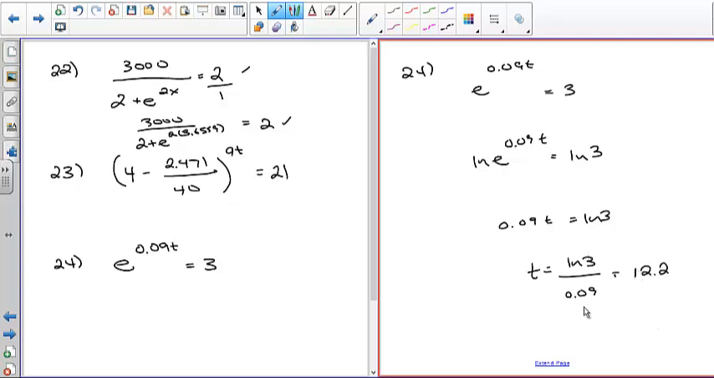And again, we can check that out. E to the 0.09 times 12.2. So 12.2 times 0.09 is 1.098. E to the 1.098. And then we'll check it on our calculator. 1.098. And I get 3, which checks.